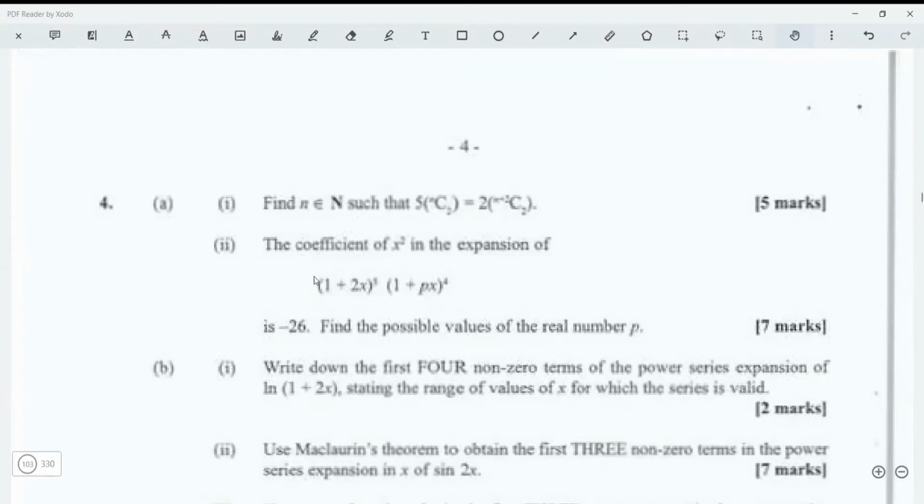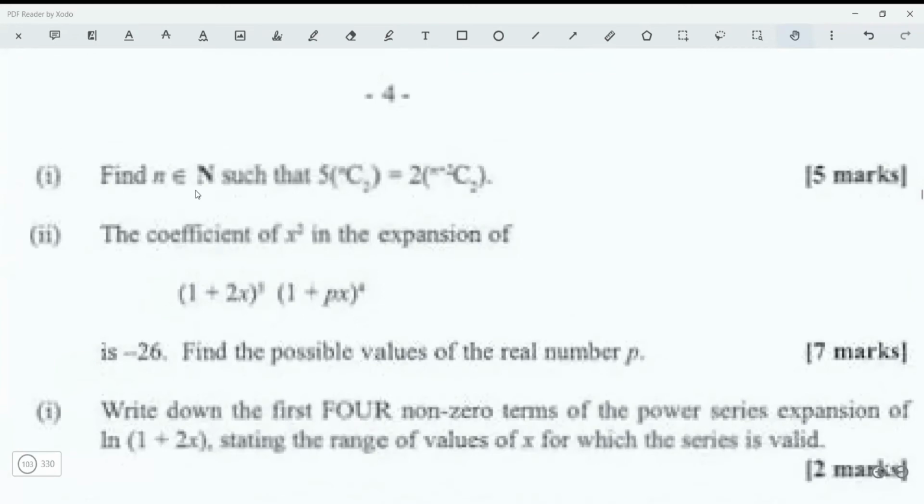All right, so now this one, number 4, is a little bit different. It says find the value of n where n is an element of natural numbers such that 5. Sorry, it's a little bit blurry. So I'm going to tell you what it is. I'm going to rewrite it right here. It's really blurry, even for me.